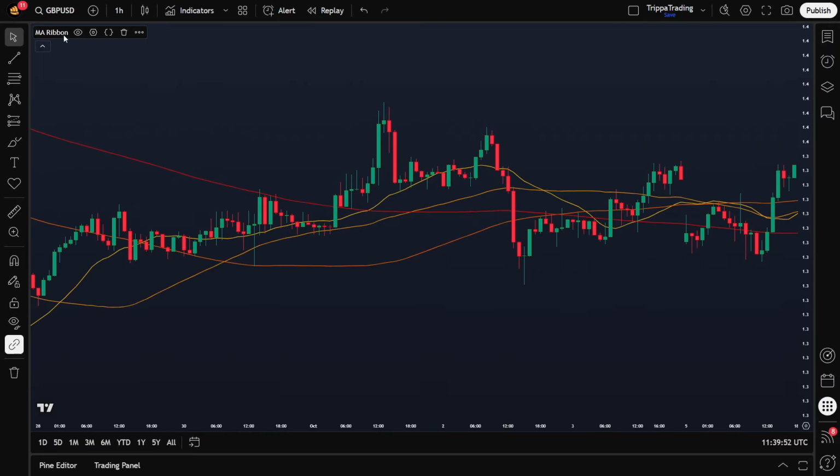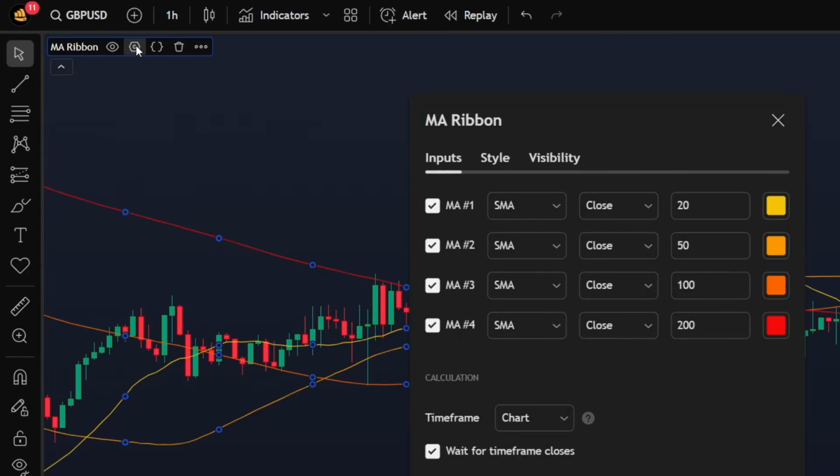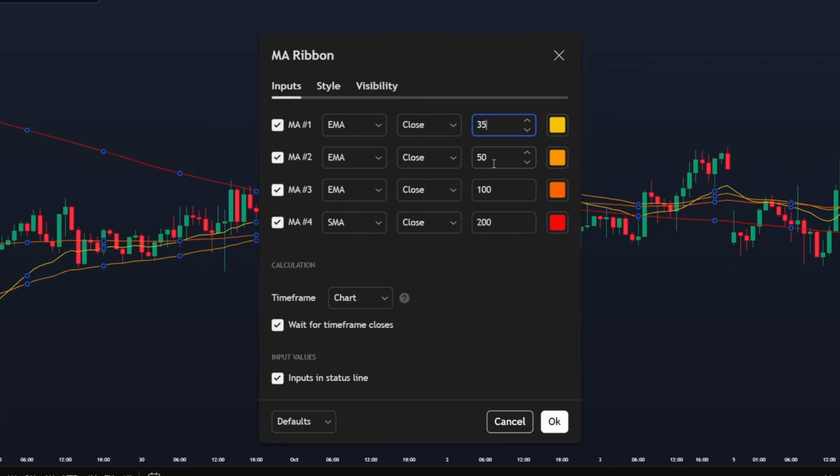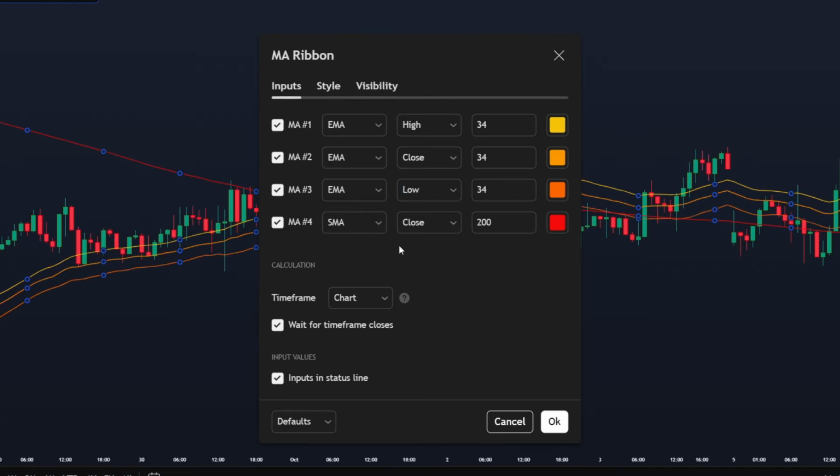Now we'll customize these 4 moving averages. Open the settings. You can do that from here. For the first, second, and third ones, change the type to EMA. Each of these EMAs will have a length of 34. So the first one, 34. The second one, 34. And the third one also 34. Now for their calculation sources, set the first one to high, the second one to close, and the third one to low. This creates a smooth ribbon that reacts quickly to price but still filters out noise.